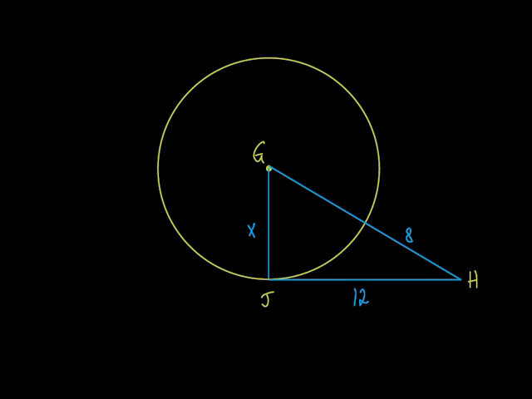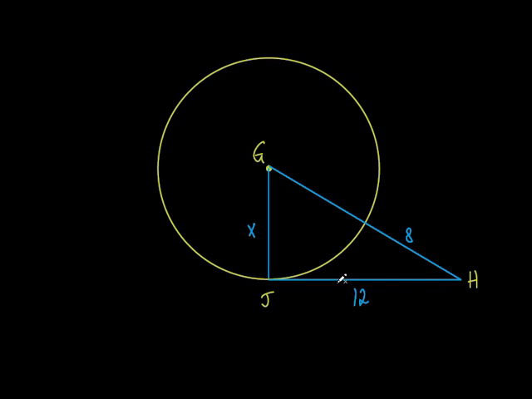This is kind of the same problem, but a little bit different. They actually ask you to solve for something. They don't say verify that it's tangent. They tell you to solve for x. So how will we solve for x? First of all, they have to tell you that JH is tangent to circle G. And let me see the example here.